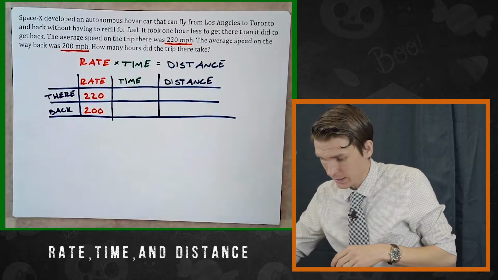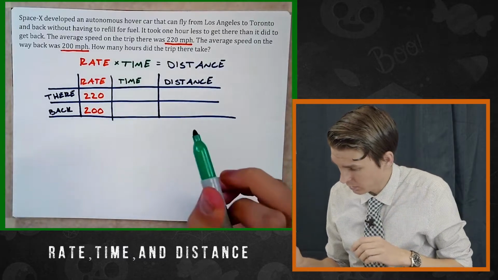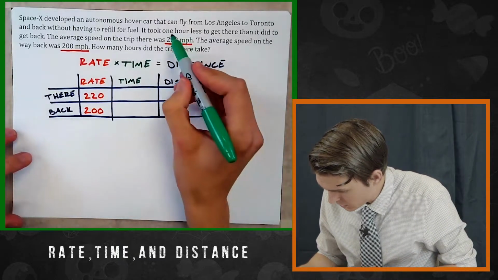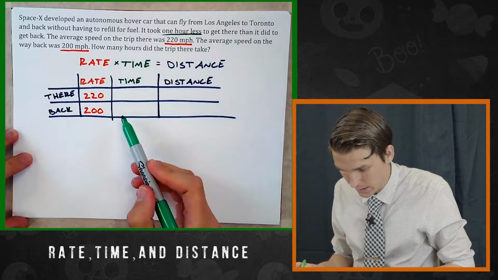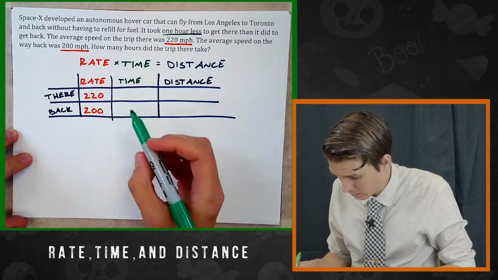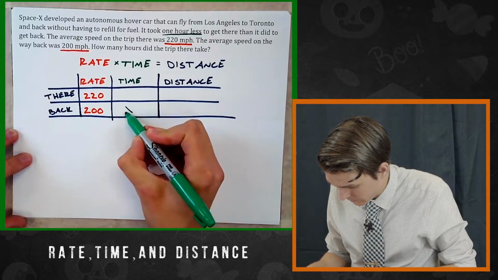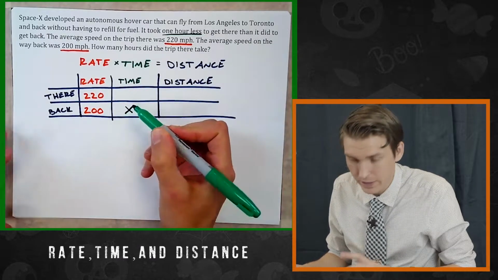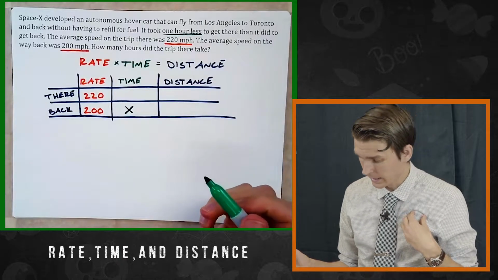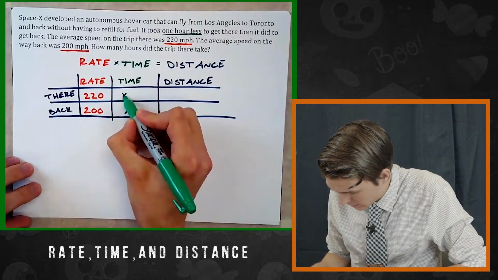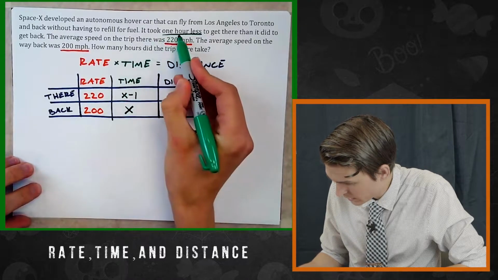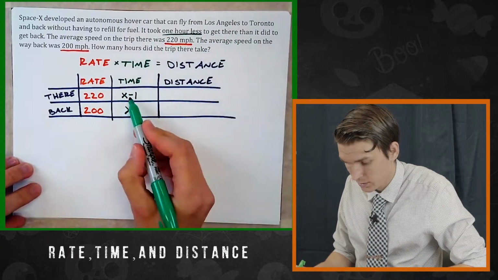And what about time? They don't give us any explicit time. It says it took 1 hour less to get there than it did to get back. So we don't know how long it took to get back. So that'll generally get a variable. In this case, I'm going to use the letter X. And it says to get there, it was 1 hour less, right? It took 1 hour less to get there. So just a -1.